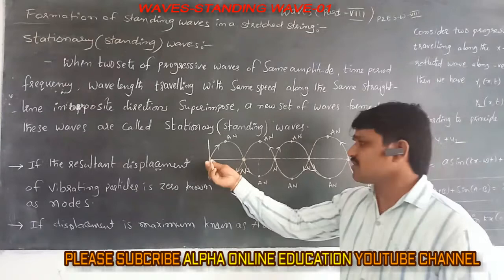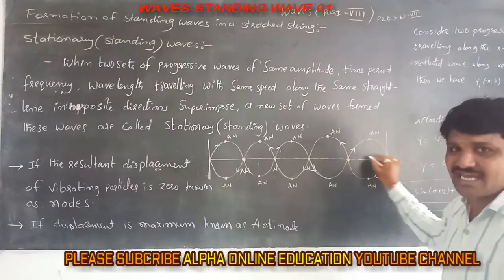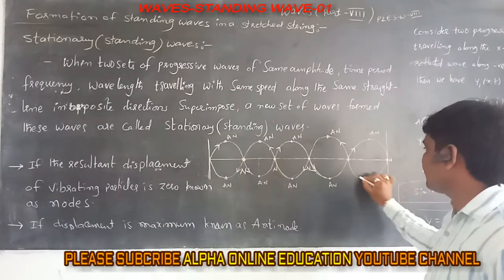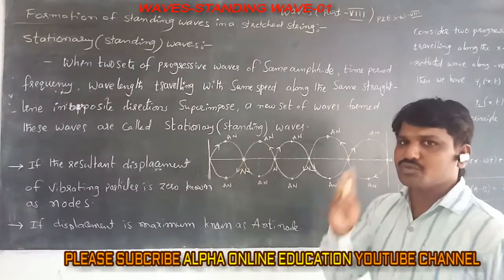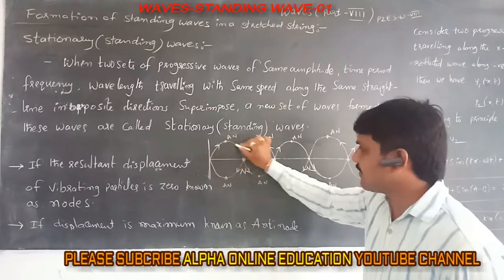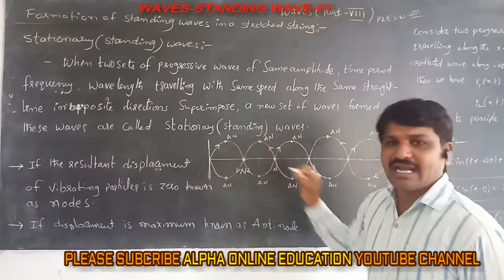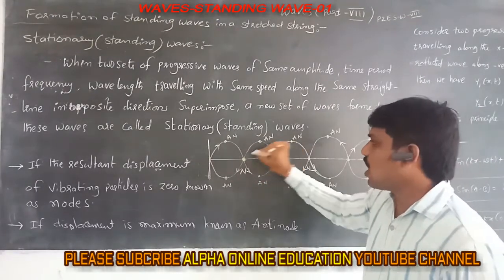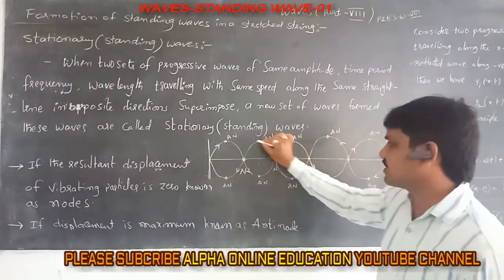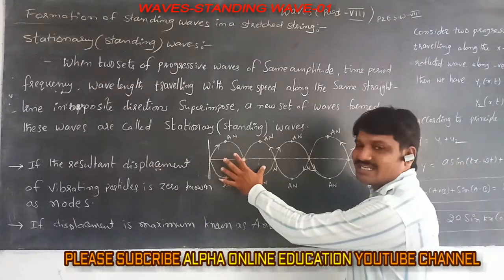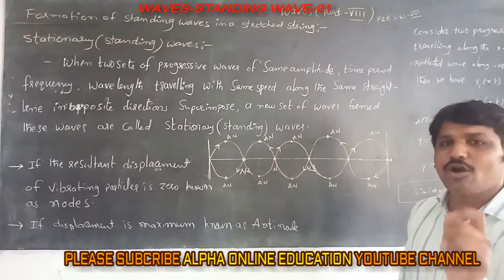In that case, one wave is traveling in this direction, the positive x direction, and another reflected wave is moving in the opposite direction to the incident wave. The two sets of progressive waves move with the same amplitude, wavelength, frequency and time period, but in opposite directions. One wave is traveling in this direction and another in that direction. So a new set of waves is formed. These waves are called standing or stationary waves.